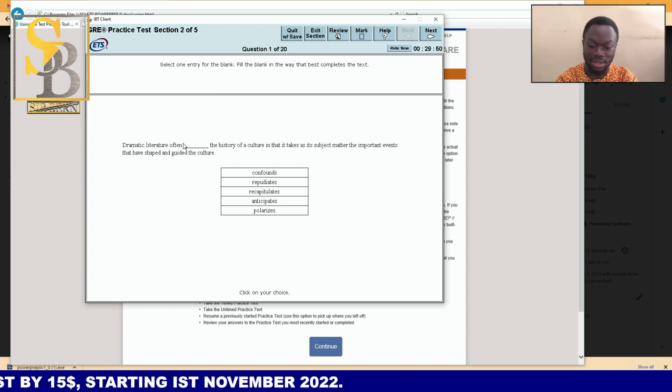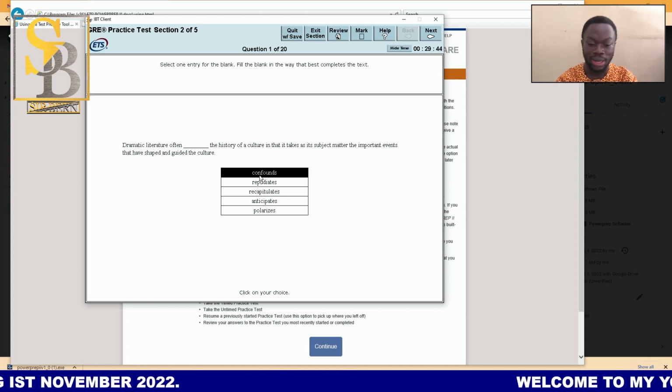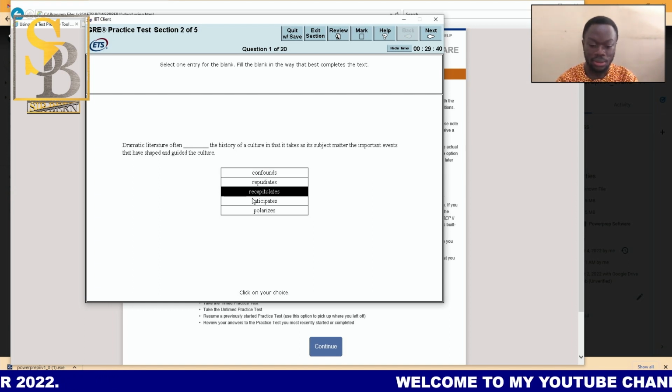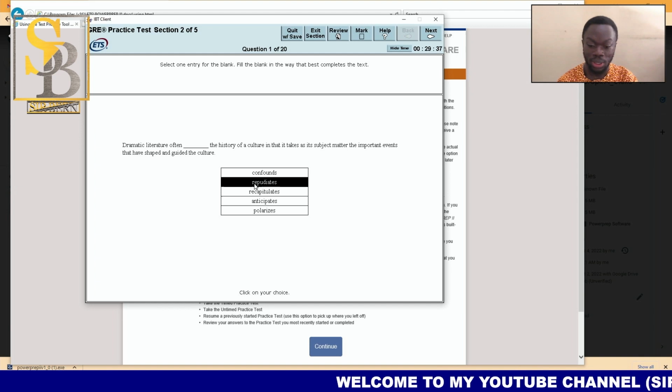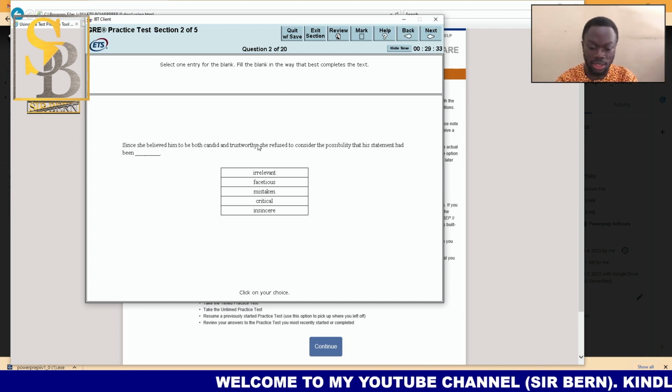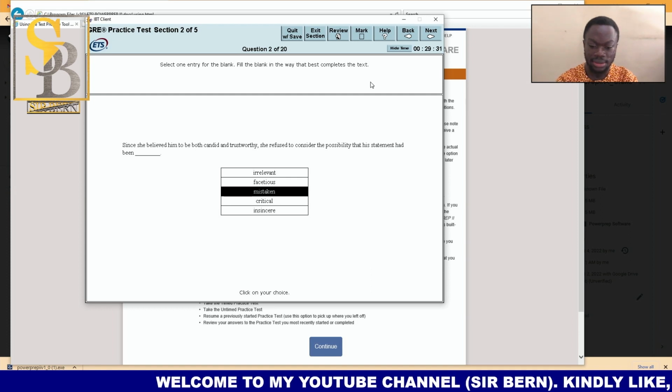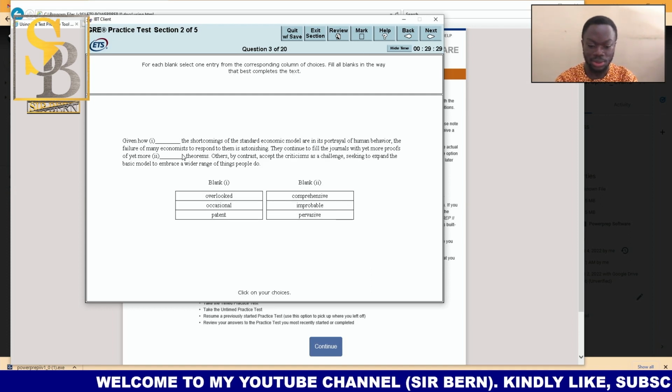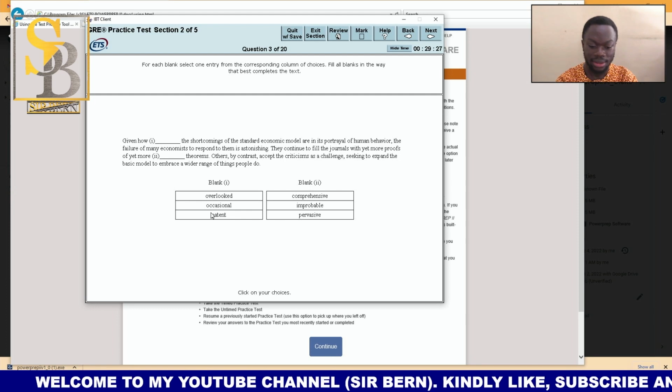After reading this, you think it is this word. It's just one word that is needed. When you select it, it will highlight it for you. So you think it is this one, then you can move on to next. This one, after reading, you think it is this. Move on to next. So we see two blanks here.